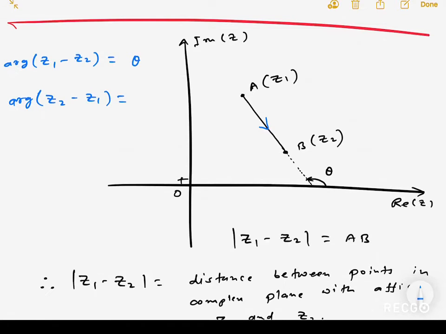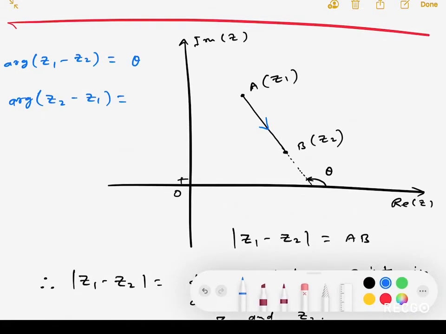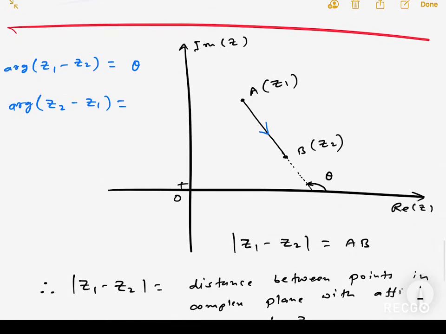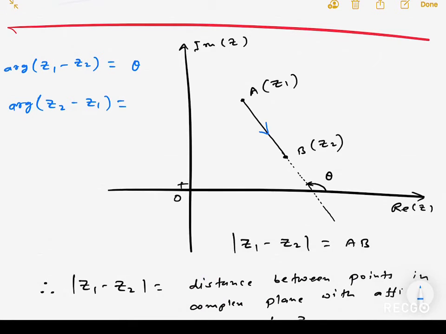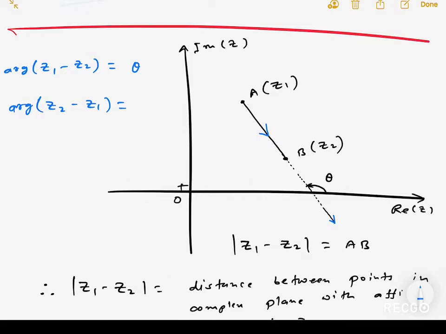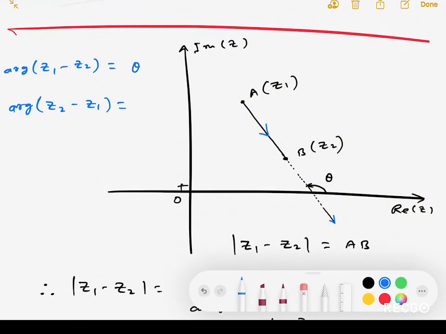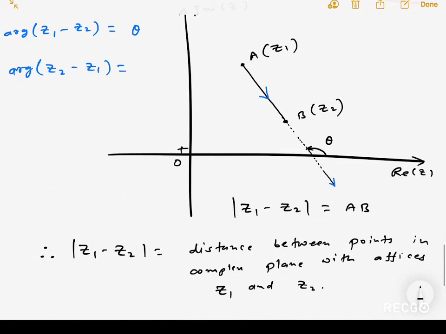So this is the AB vector, and if I extend the AB vector in the forward direction again with a dotted line, then what is the angle that the AB vector is making with the positive real axis? Can you tell me? Yes, it is pi minus theta, because the other angle is theta, and these two are complementary angles. So the argument of z2 minus z1 should be equal to this pi minus theta.